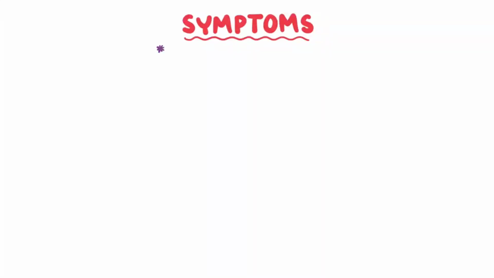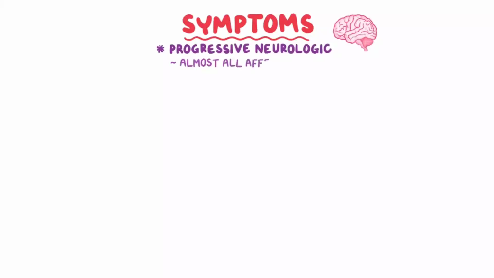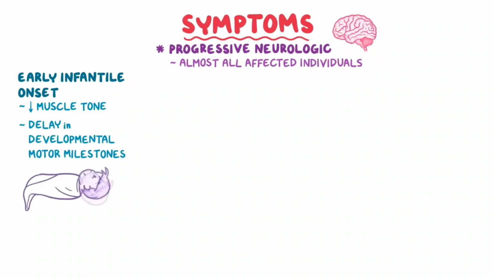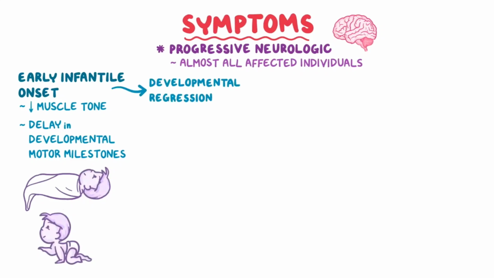The most common symptoms are progressive neurologic symptoms, which occur in almost all affected individuals. With early infantile onset, there is usually low muscle tone and delay in developmental motor milestones, like lifting the head or crawling. Later, these children experience developmental regression.